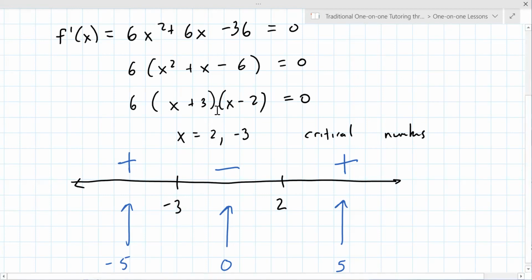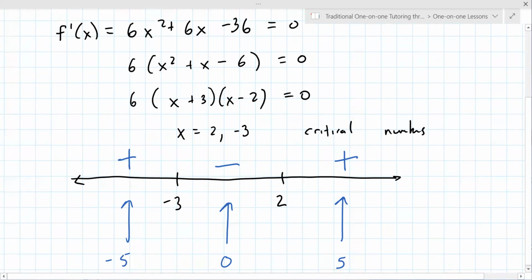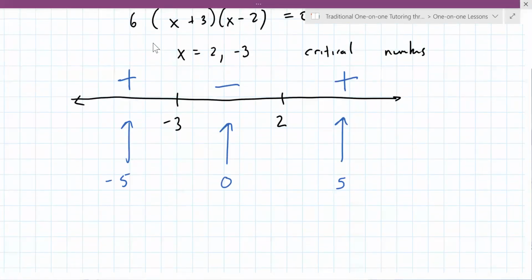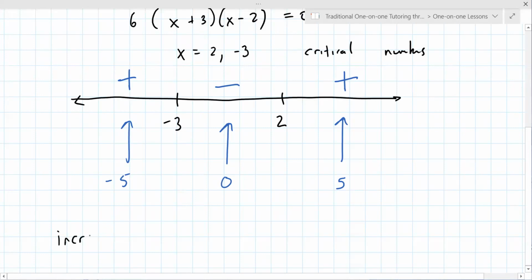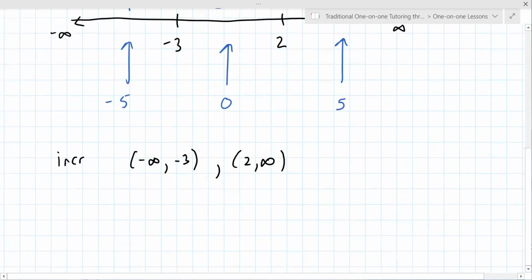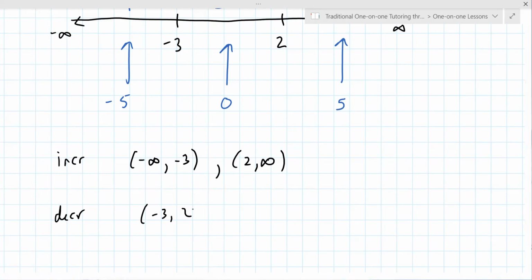Okay, so now it is increasing in the positive windows. Let me scroll down here. It is increasing from minus infinity to -3, comma, 2 to infinity, because it's positive in there. And then it's decreasing in the other interval. It's decreasing from -3 to 2. Is that okay? Yes, sir.